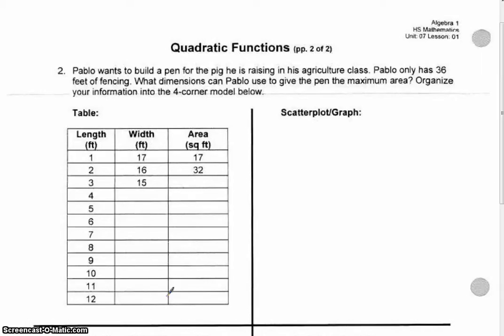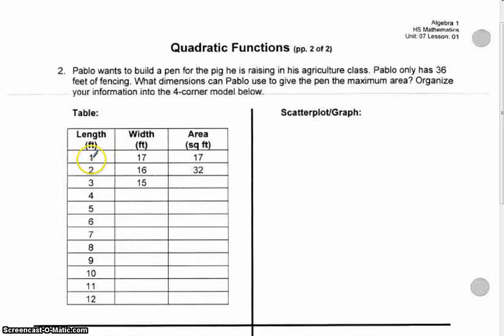Pablo wants to build a pen for the pig he's raising in his ag class. He only has 36 feet of fencing. What dimensions can Pablo use to give the pen the maximum area? Organize your information into the four-corner model below. So we're going to start by figuring out the area for each time. We're going to fill in this table.